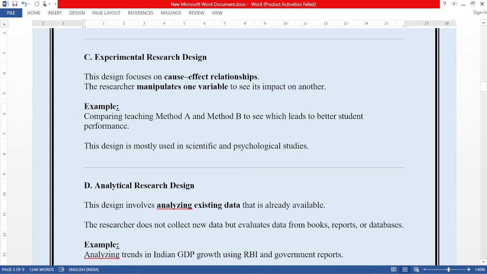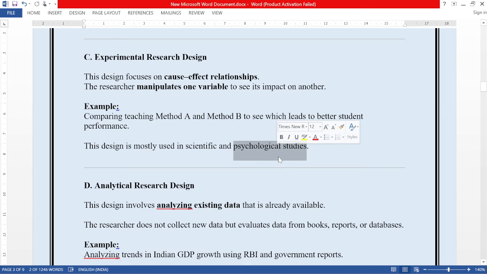This design focuses on cause-effect relationship. The researcher manipulates one variable to see its impact on another. Okay, now understand it with an example. Comparing teaching method A and method B to see which leads to better student performance. This design is mostly used in scientific and psychological studies like Masters of Arts in Psychology, Bachelors of Arts in Psychology, etc.